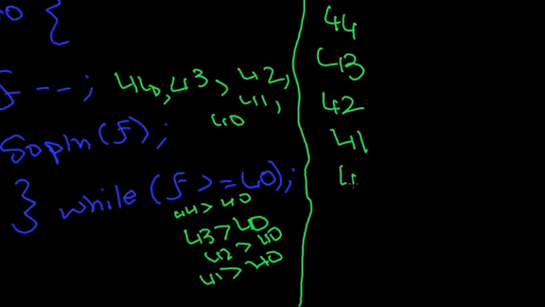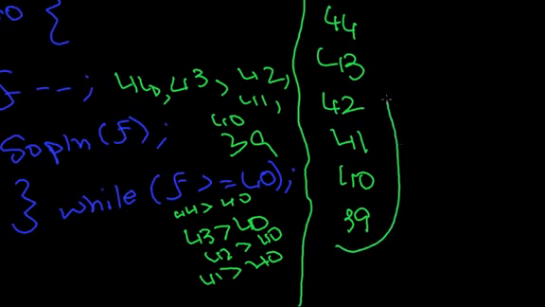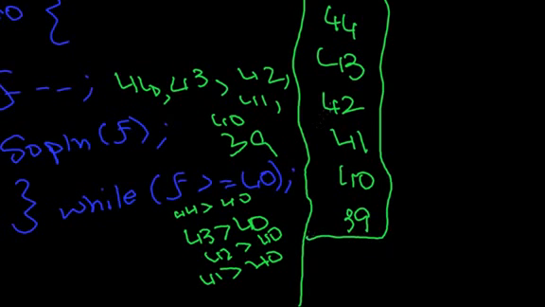Comes here, becomes 40. Prints 40. Comes down. 40 is equal to 40. Comes 39. Prints 39. Comes down. 39 is not greater than or equal to 40, and it exits. So there you see how it came to the same output, whether you used a while or a do while.